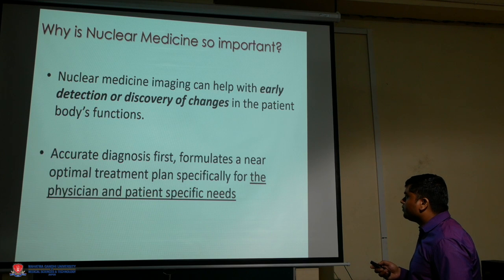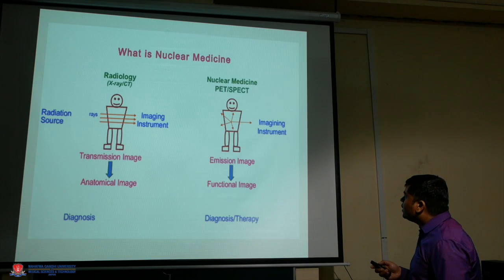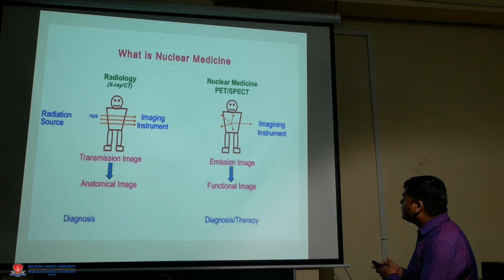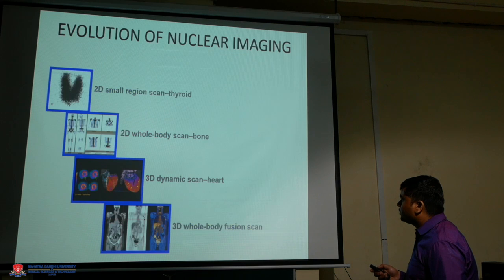Why is nuclear medicine important? Nuclear medicine is important for the early detection and discovery of changes in body function before the appearance of anatomical changes. It differs from radiology. In nuclear medicine, we get emission images. In radiodiagnosis, we get transmission images. So in radiodiagnosis, we get anatomical images, while in nuclear medicine, we get functional images. Nuclear medicine is used for diagnosis as well as therapeutic purposes.